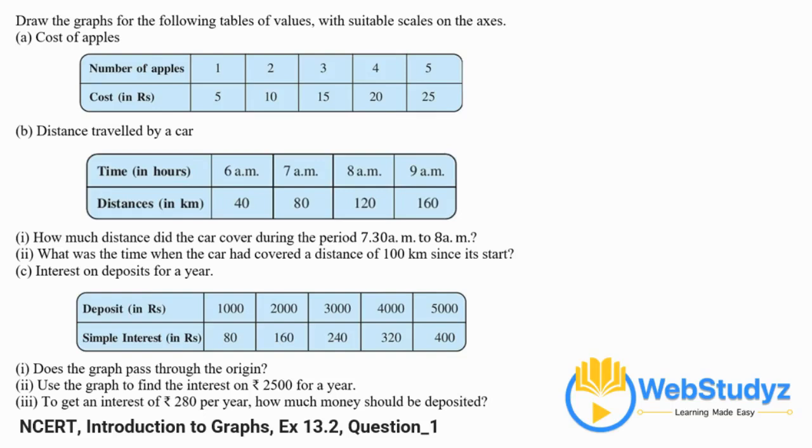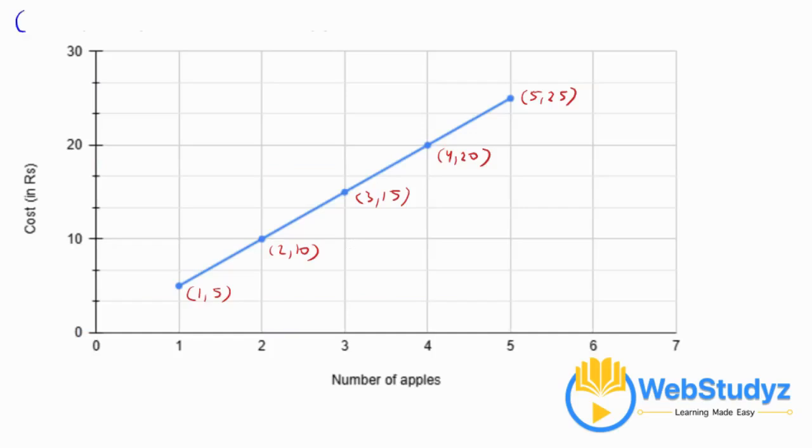So for A, cost of apples, the number of apples are 1, 2, 3, 4, and 5, and the cost of one apple is 5, cost of two apples is 10, cost of three apples is 15, cost of four apples is 20, and cost of five apples is 25. So we have to plot a graph using this data. For A, we plot a graph using the given data where on the x-axis we have the number of apples and on the y-axis we have cost in rupees.